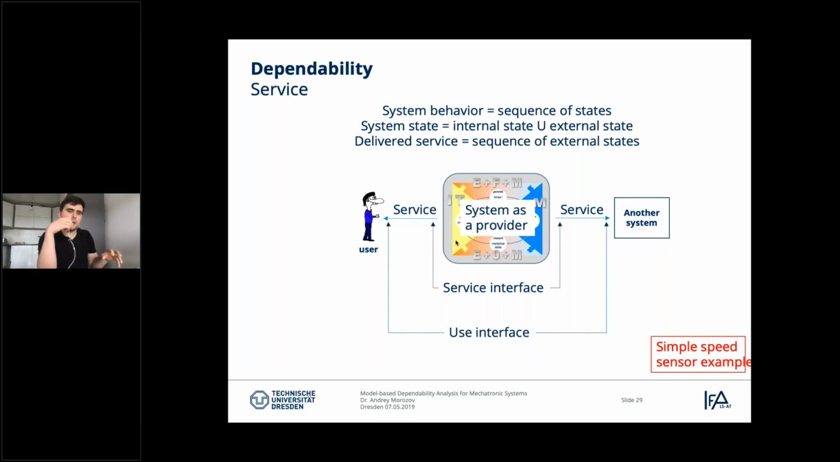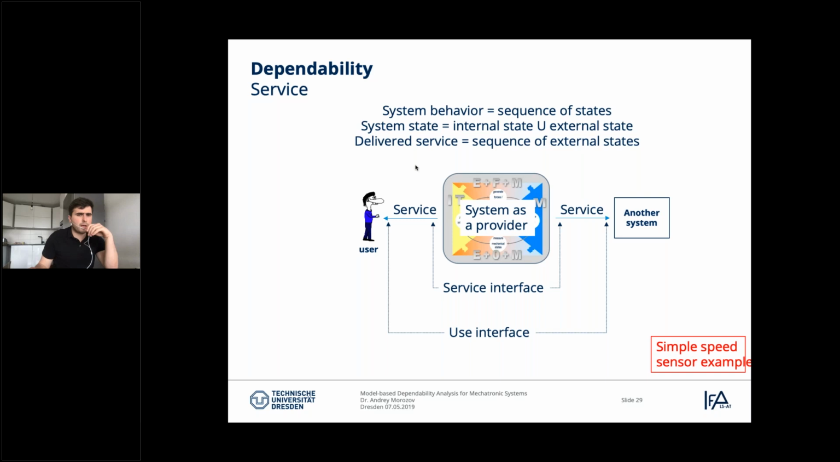Now we can see that some of these variables are internal, some of them external. To the user, we provide only the speed. We are not providing the number of rotations of the wheel per second. This number of rotations of the wheel is an internal variable, and the speed is external. So the system state is the set of these internal and external variables. But the delivered service is only the sequence of external states.